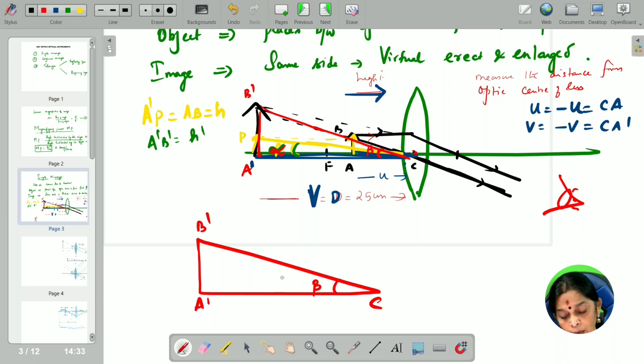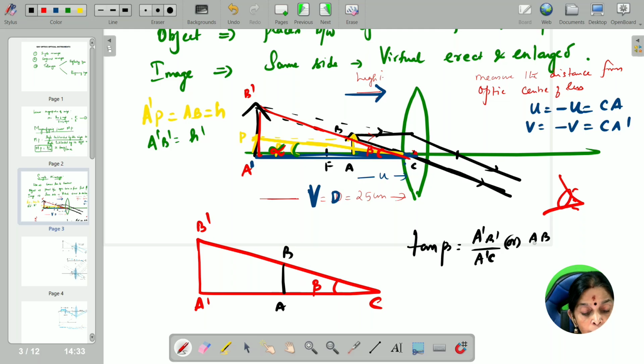Or you can also write it as this is AB, right? So that is also beta. So I can write tan beta is equal to either A dash B dash divided by A dash C, I can write tan beta. Or I can also write AB by AC. So I can also write it like that. Is that correct? Yes, it is correct.